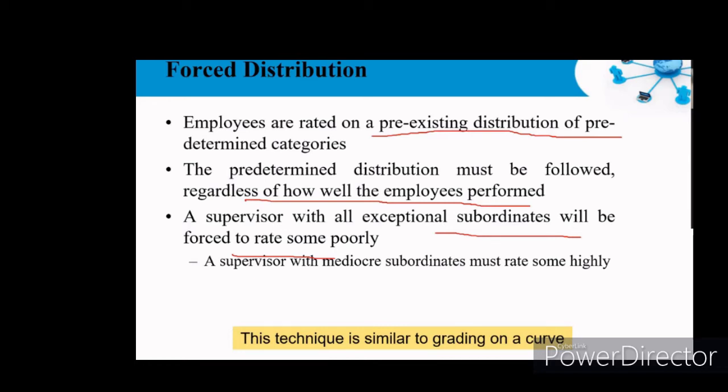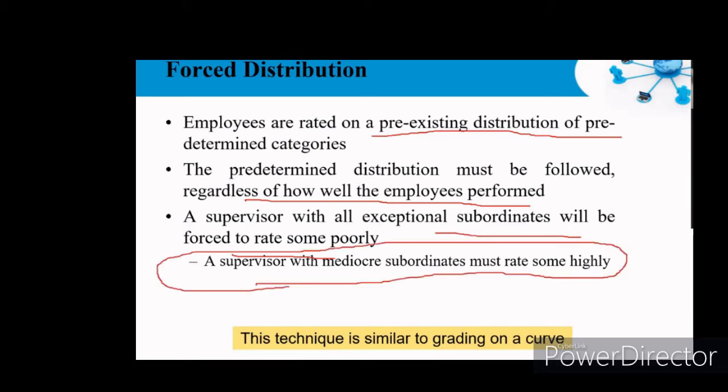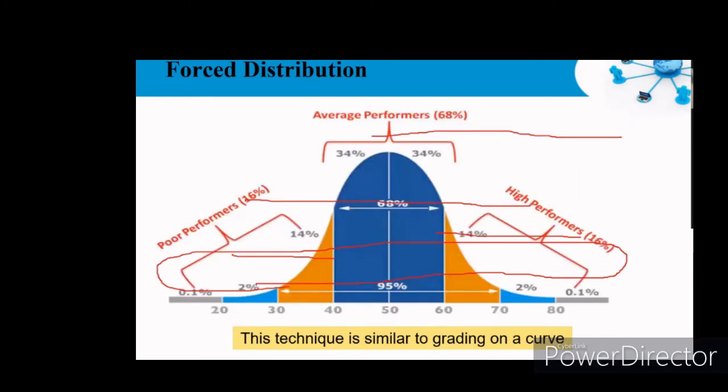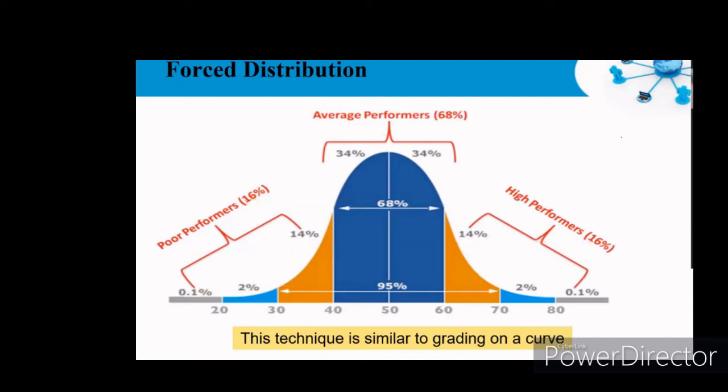See, this is also one of the negatives of this particular forced distribution. Why? Because let's say I have all mediocre employees, but because I have to rate somebody exceptional, that 20%, I forcibly give people that 20%, right? These were a few of the typically used traditional methods of appraising.